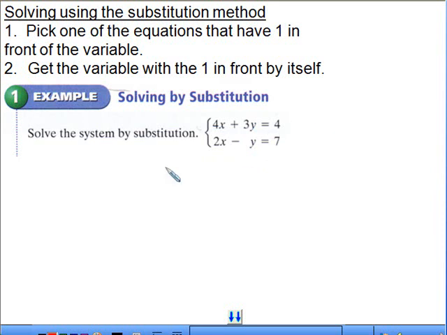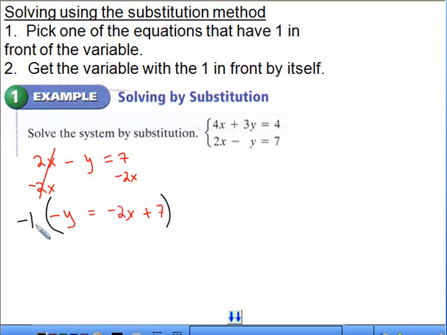So we have 2x minus y is equal to 7. Now you want to get the y by itself, so we're going to minus 2x on both sides. We get negative y is equal to negative 2x plus 7. Y has to be positive, so we're going to multiply the whole thing by negative 1, so that'll give you positive y is equal to positive 2x minus 7. Basically the signs change for everything.